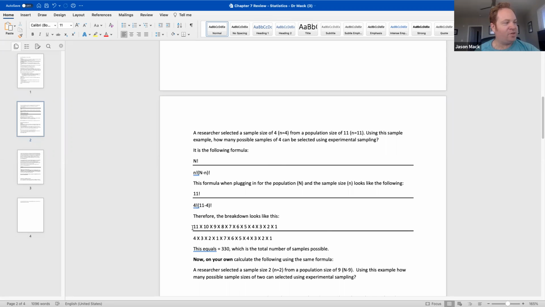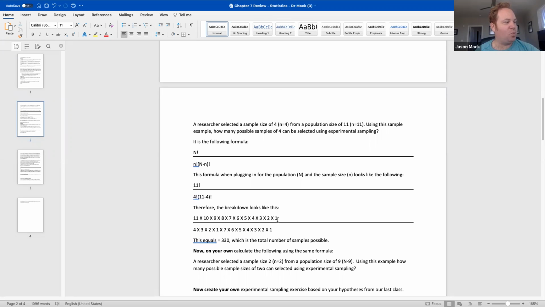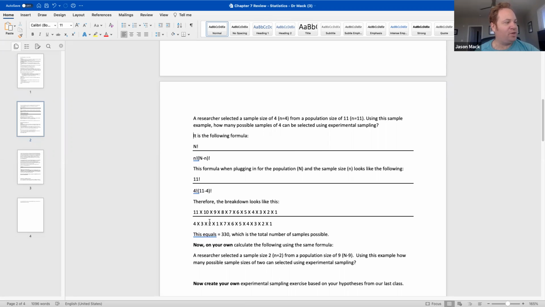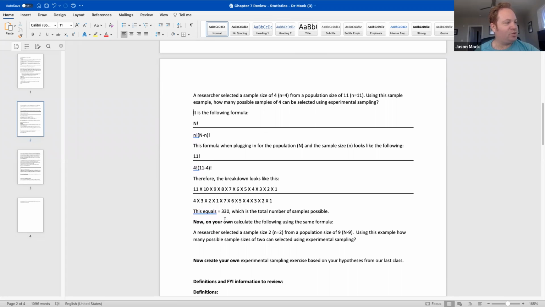The breakdown is like this: 11 times 10 times 9 times 8 times 7 times 6 times 5 times 4 times 3 times 2 times 1, divided by 4 times 3 times 2 times 1 times 7, which is right here, times 5 times 4 times 3 times 2 times 1. This equals 330, which is the total number of samples possible.